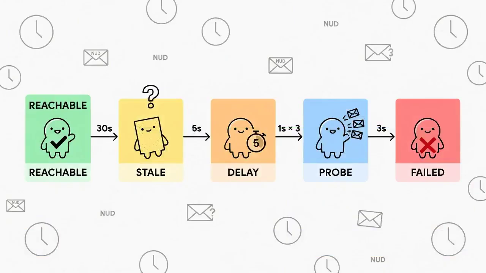Every entry in the neighbor table has a state managed by the neighbor unreachability detection state machine. Reachable means fresh confirmation. Stale means the entry is old but usable. Delay forces a short wait. Probe actively retransmits solicitations. And failed means the neighbor is gone.